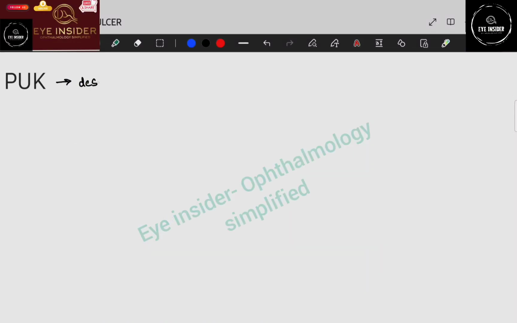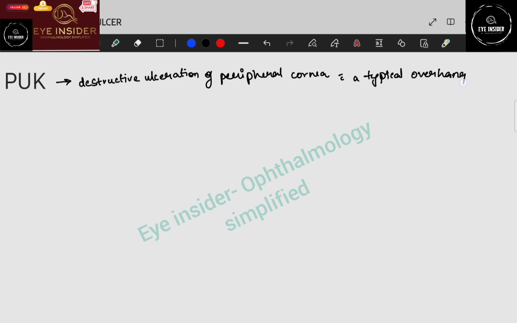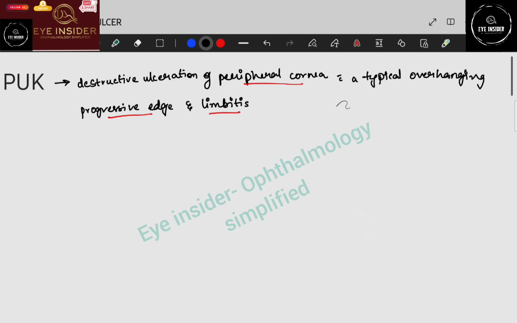Hello, in today's class we will discuss peripheral ulcerative keratitis. So, what is PUK? PUK is destructive ulceration of the peripheral cornea with a typical overhanging progressive edge and limbitis. This is the definition of peripheral ulcerative keratitis.